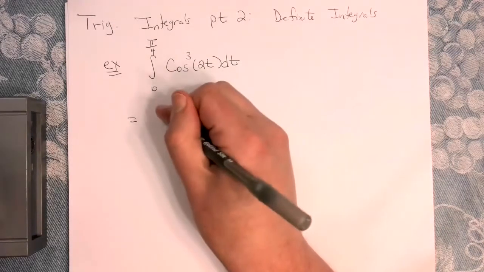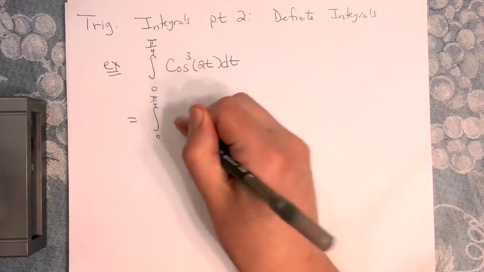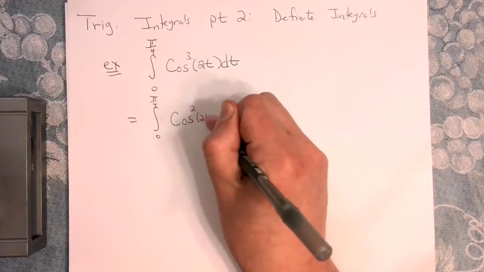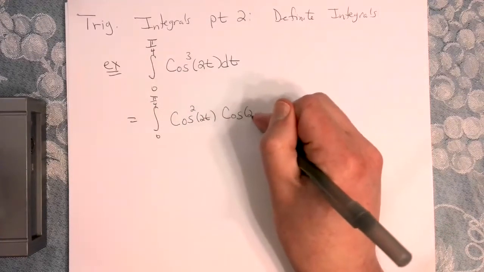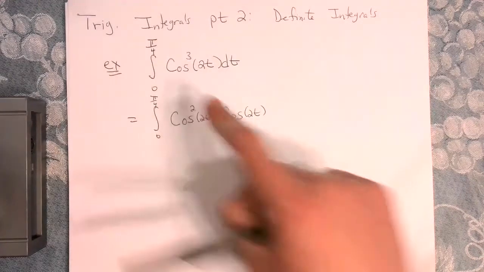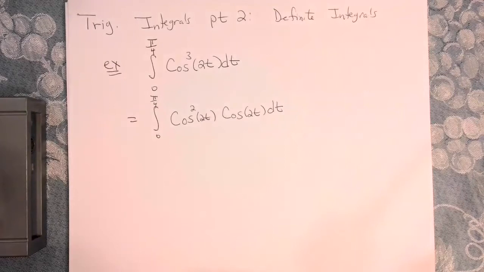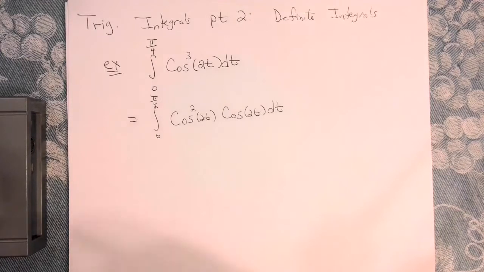So I can think about this as the integral from 0 to pi over 4 of, let's see here, cosine squared of 2t, but to make that legal, times cosine of 2t. So together that does make cosine cubed, so we're fine there. And my ultimate goal here is to use a u substitution, so it'd be nice to have some sort of sine cosine combination because they're derivatives of each other, right?